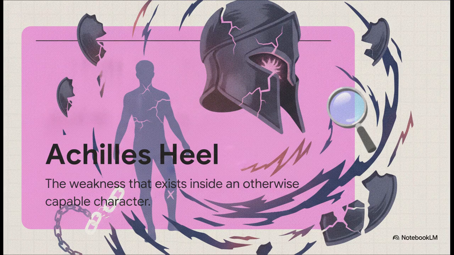So in classical storytelling, this concept is often called Hamartia, or the Achilles heel. It's that weakness existing inside an otherwise completely capable character. It is the chink in the armor. And it's really vital to understand here that a fatal flaw isn't just about a character being kind of clumsy, or maybe bad at a specific skill. No, it is a highly specific, totally exploitable vulnerability.